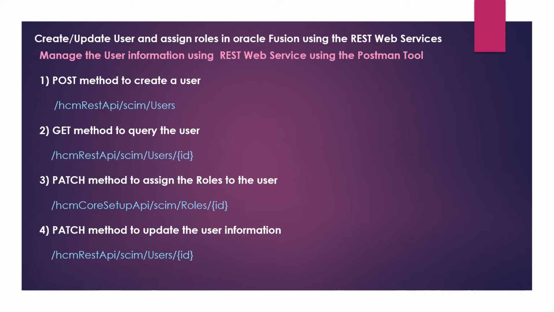The PATCH method is used to update the user information. By updating the user information, we are going to assign the roles to the user. For that, we are going to use HCM core setup API slash SCIM slash roles slash ID. So we are going to pass the ID and then update or assign the roles to the user.